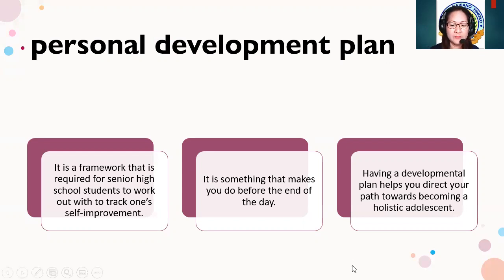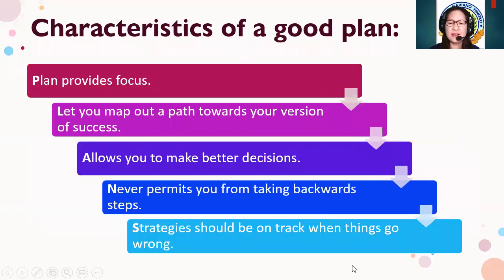Next. If we are going to come up with a personal development plan, what are the different characteristics of a good plan? We have here 1, 2, 3, 4, 5 characteristics of a good plan. Let's have the first characteristic: your plan provides focus. What is your focus? Meaning, what is your goal?